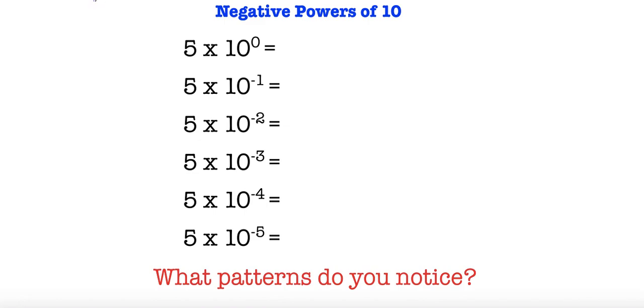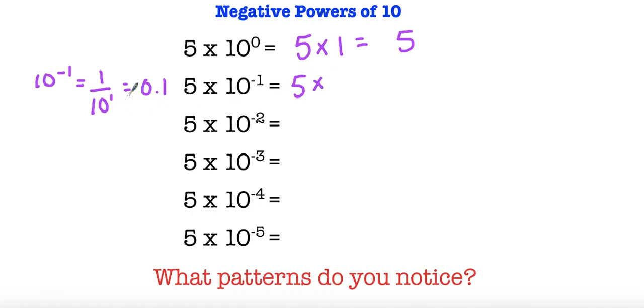So here I have negative exponents, and we're going to go over what that means. 5 times 10 to the power of 0 is 5 times 1, as we did before, which is equal to 5. And here, remember that 10 to the power of negative 1 is the same thing as 1 over 10 to the power of 1, which is basically a tenth, if that makes it easier for you. So it's 5 times, either we could do the fraction or the decimal, 5 times a tenth, which is 0.5.